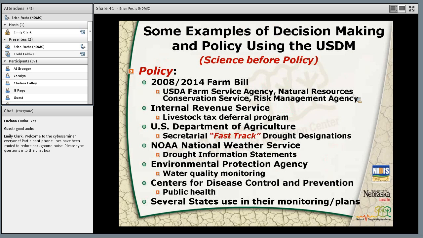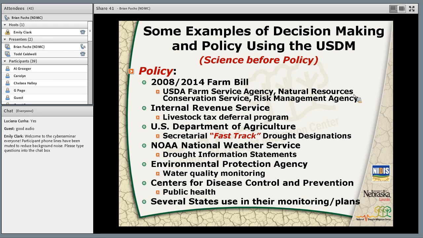And so over time, early on, the drought monitor did not have a long enough track record for people to really use it in decision makings, but over time it's been vetted quite a bit, been referenced in the literature quite a bit, and so policies started to follow. And we can see that in the new Farm Bill, the 2008 and 2014 Farm Bill, there's specific language and programs associated with the drought monitor in there. The IRS has used it for livestock deferral programs. The U.S. Department of Ag has used it for secretarial fast-track drought designations based on levels on the drought monitor.